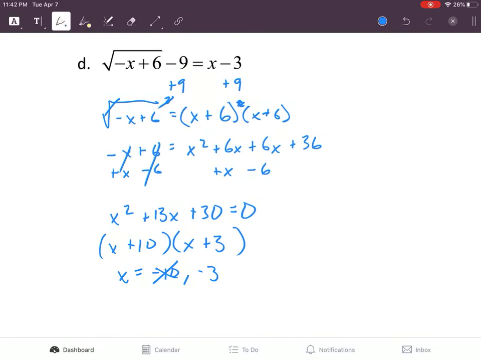If you put negative 3 in for x, negative 3 times negative 1 is positive 3. 3 plus 6 is 9. The square root of 9 is 3. And 3 minus 9 is negative 6. On the other side, negative 3 plus 3 is also negative 6, and this does check out. So negative 3 is your only answer. And that brings us to the end.